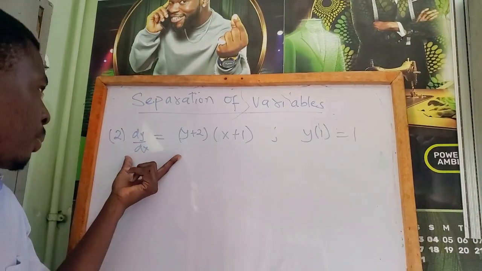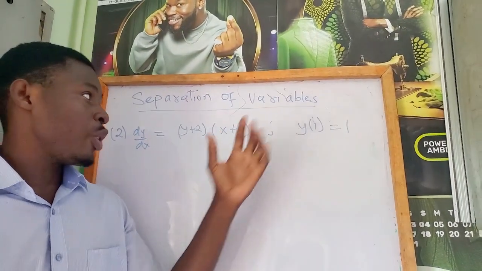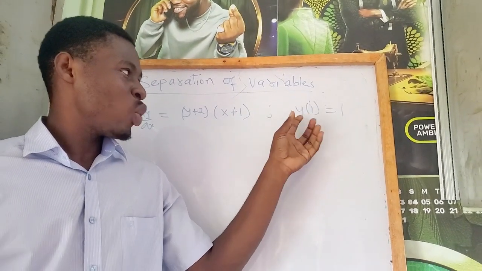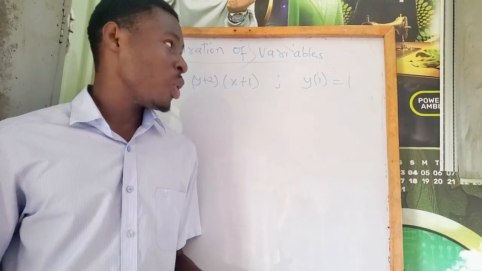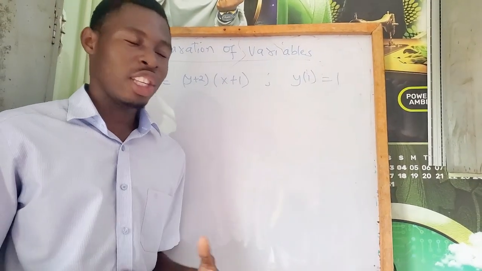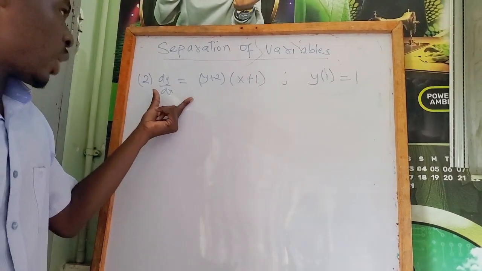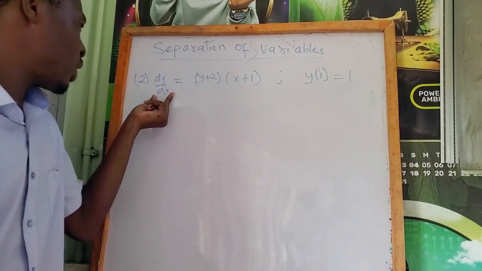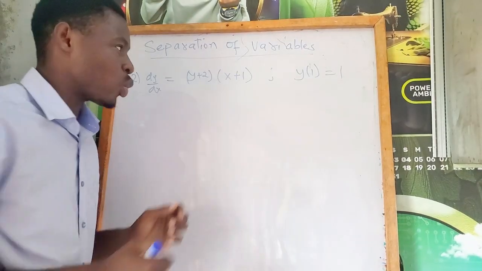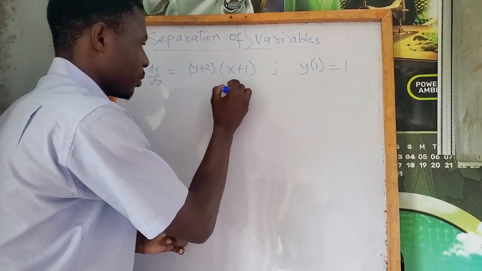So welcome to another example. This is another example on separation of variables. Now in this case we have initial conditions. This y of 1 equals 1 is our initial condition. We are going to use it to obtain the particular solution after finding the general solution. This is our question. It says dy/dx is equal to (y plus 2) into (x plus 1). Let us solve this. Solution.